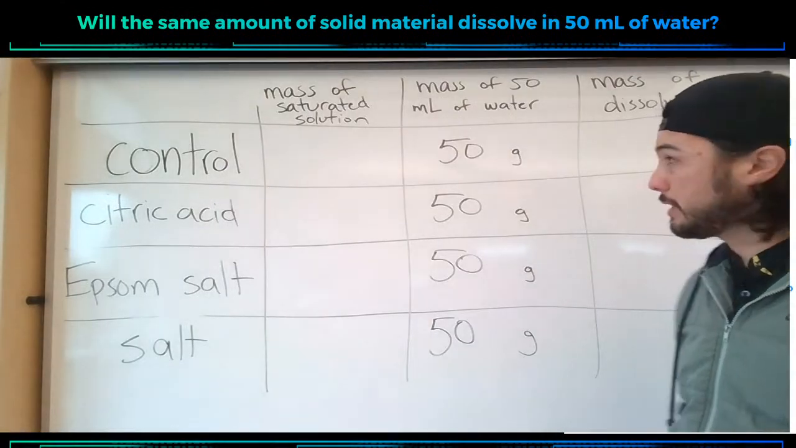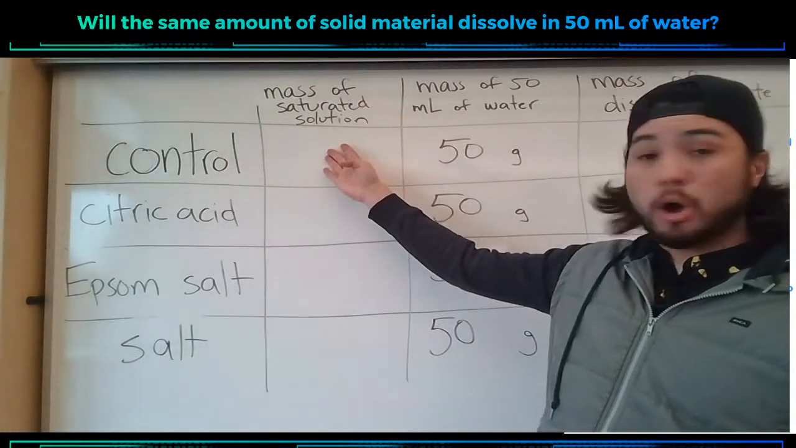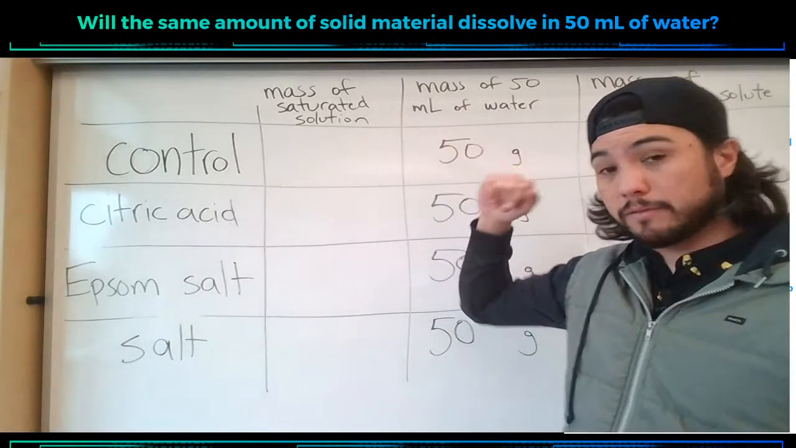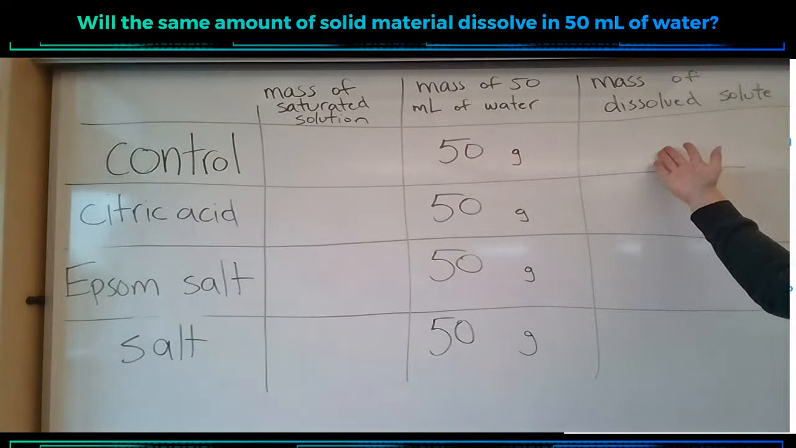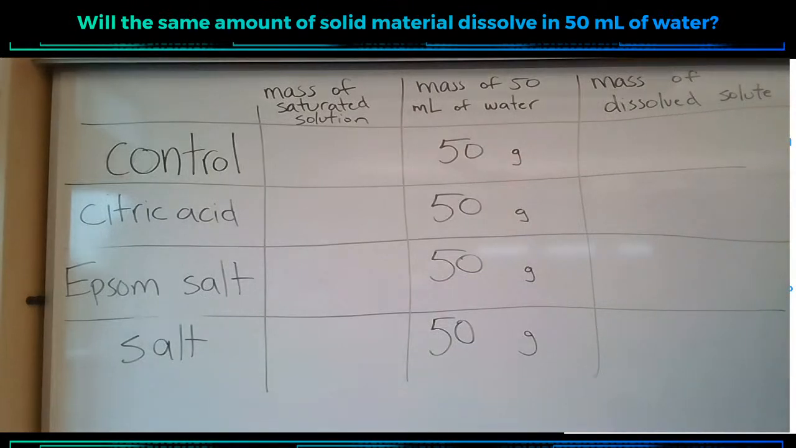So what we can do is take the total mass of our whole thing, subtract out the water, and what we're left with is the mass of the dissolved solute. Makes sense?